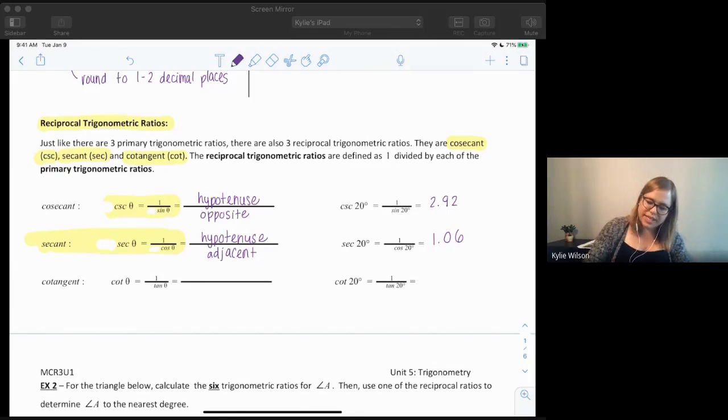Now for cotangent. So cotangent, or COT, is equal to 1 over tan theta. So similarly, I think of my tan ratio, which is opposite over adjacent, but I'm going to flip that to get adjacent over opposite. Like that. And now let's try an example. So cotangent 20 is equal to 1 divided by tan 20. And that will equal 2.75.